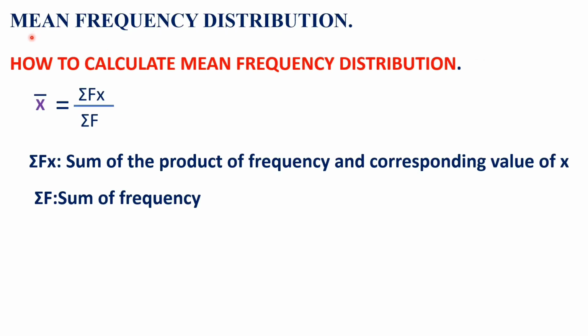So let's proceed to the mean of frequency distribution. How do we calculate the mean of frequency distribution? The mean of frequency distribution is calculated using this formula: summation fx all over summation f, where summation fx is the sum of the product of frequency and the corresponding value of x, and summation f is the sum of the frequency. Are you getting it?